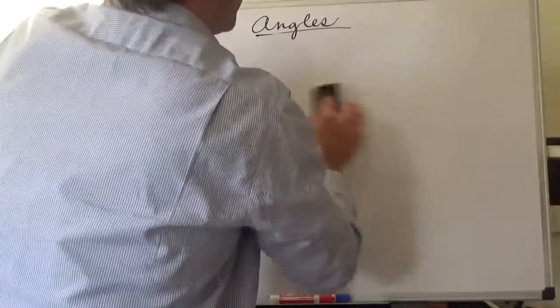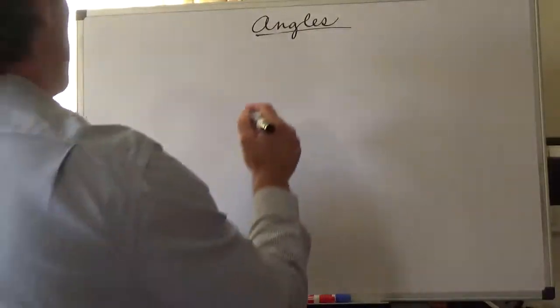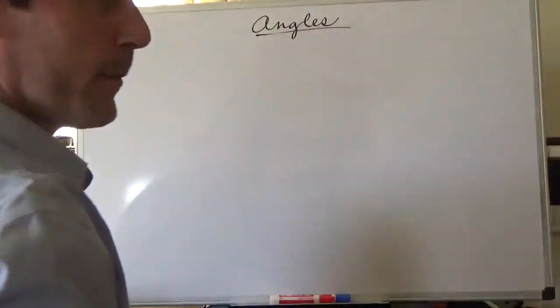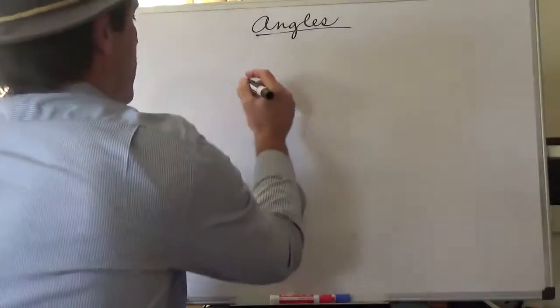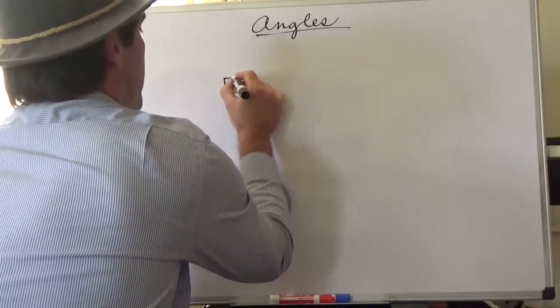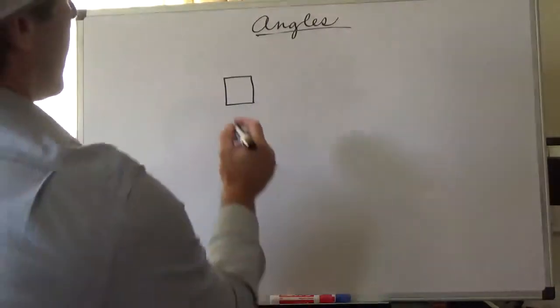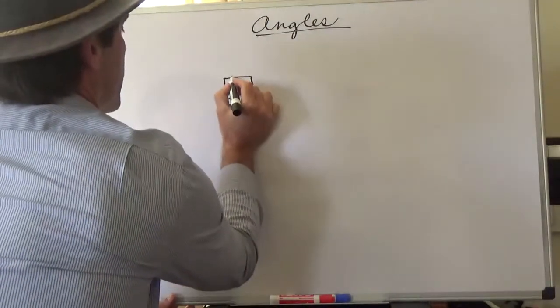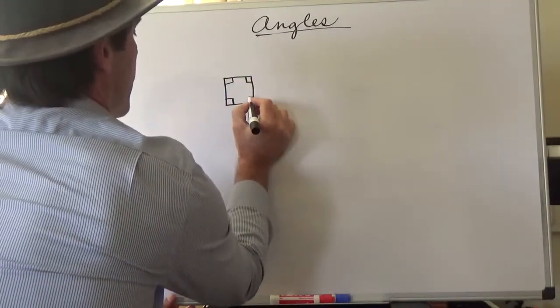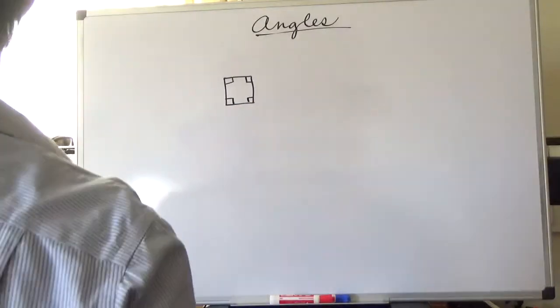A square or a rectangle. And we're going to assume that I'm drawing these perfectly. All these lines are straight, and we're going to assume that this is 90 degrees. That's 90, that's 90, and that's 90. So that's just a regular square.